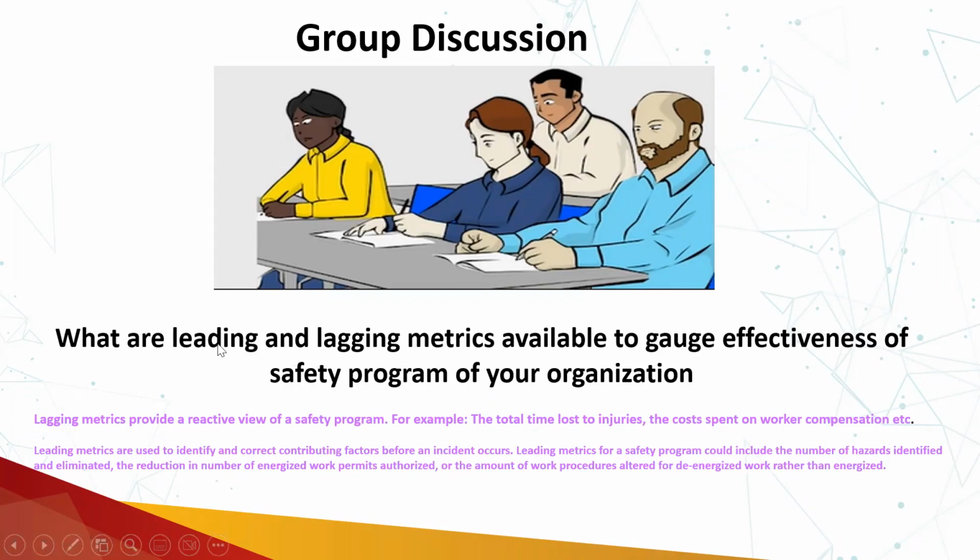What are the leading metrics? Leading metrics are used to identify and correct contributing factors before incidents happen. It could be related to the number of hazards identified, the reduction in energized work permits authorized, the amount of work procedures altered for de-energized work rather than the energized task. Those are the leading metrics you can use to gauge the effectiveness of the electrical safety program for your own organization.